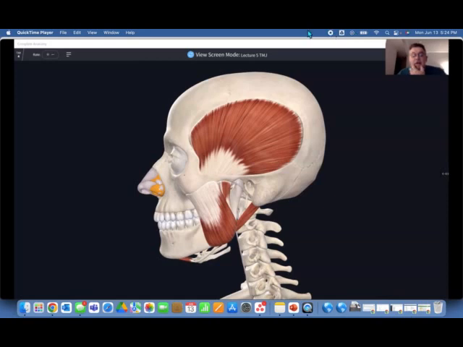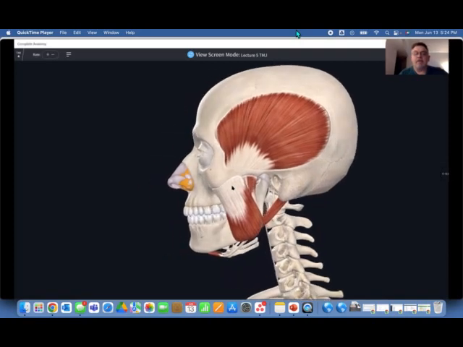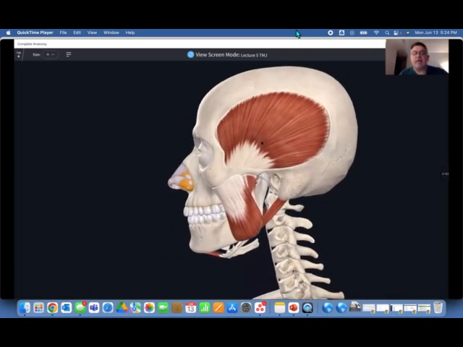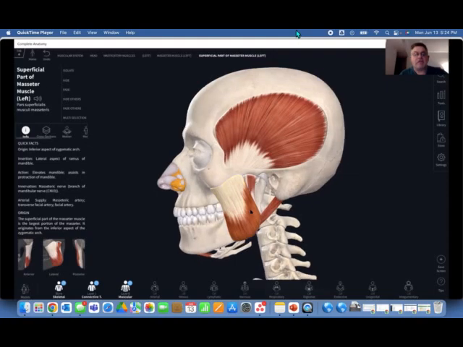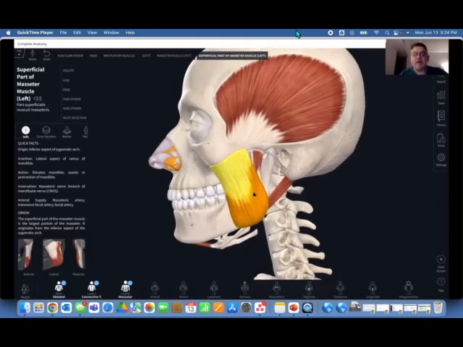So, 3D anatomy of the muscles and structures of the temporomandibular joint. The three primary that we'll deal with will be the superficial and deep masseter, and then the temporalis. Let's look at the superficial masseter first. Here we'll see, let me zoom in.